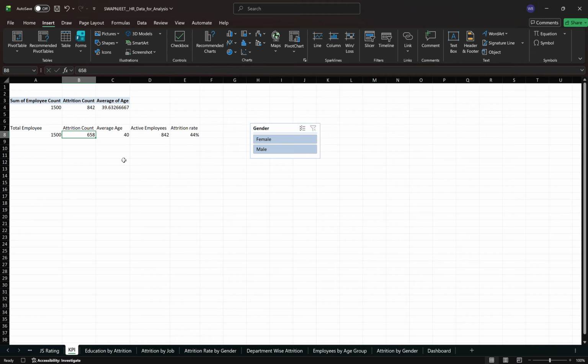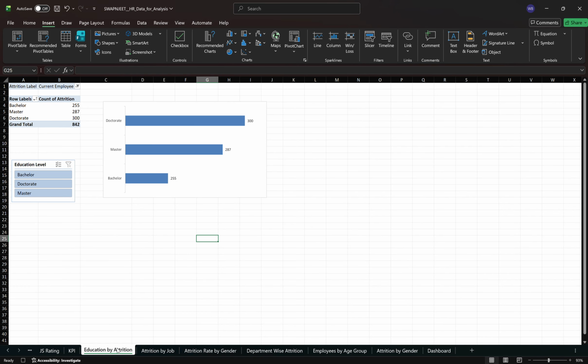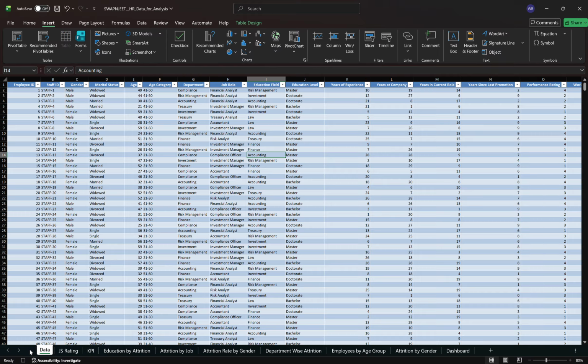Right away, this KPI value shows us that attrition is not just an occasional issue, it is widespread and challenges effectively nearly half of the workforce. So let's look at the data here. Before diving deeper into the dashboards, I want to briefly show you the data used for the analysis.